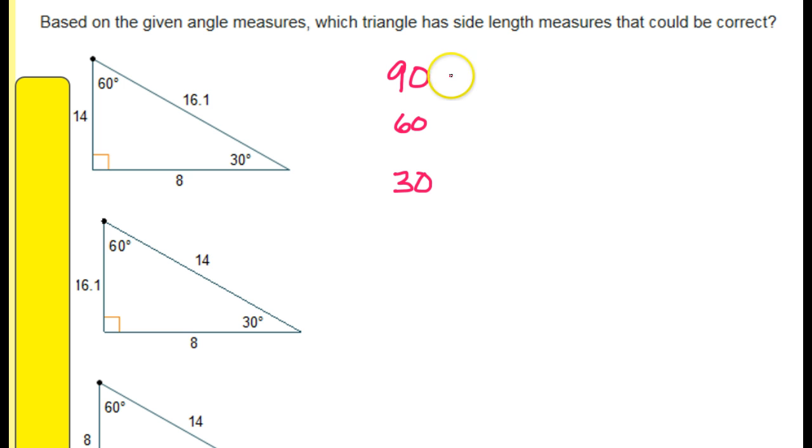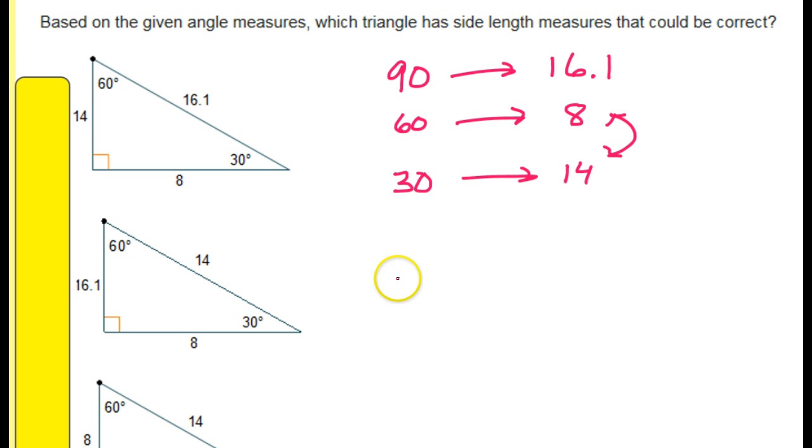Now let's look at the sides across from them. The 90-degree angle is across from the 16.1. The smallest angle, 30 degrees, is across from the 14. And the 60-degree angle is across from the 8. Since we have the angles in order from greatest to smallest, if this is a proper triangle, the side lengths should be in order from greatest to smallest. You see that these two are out of order, so this cannot be the answer.